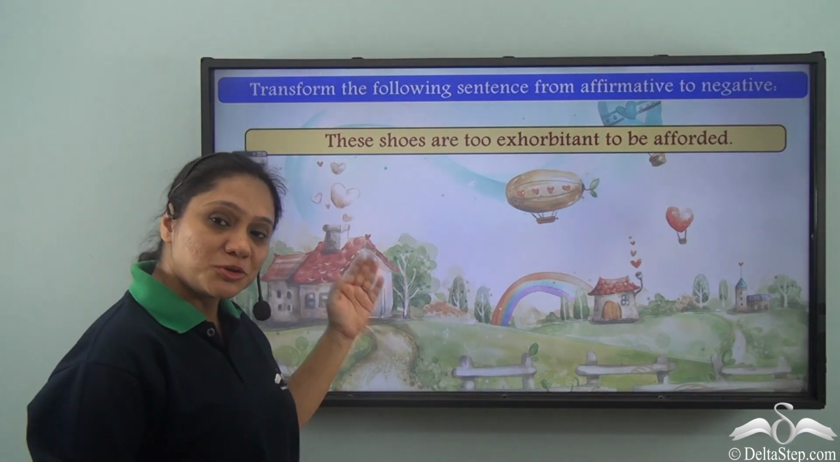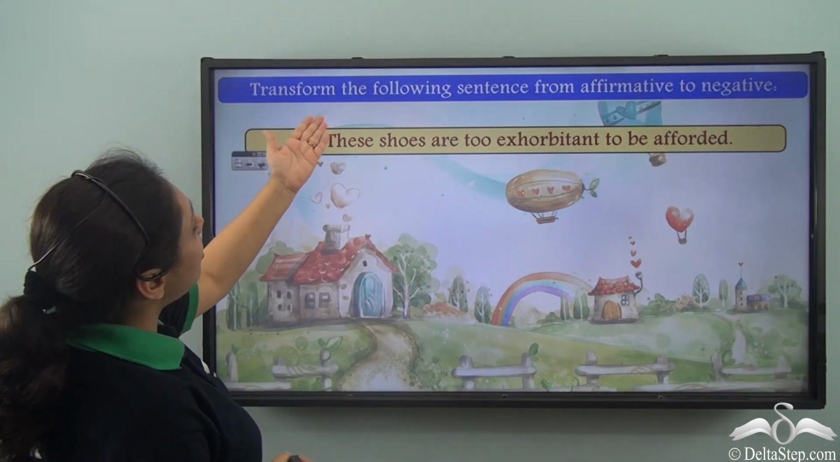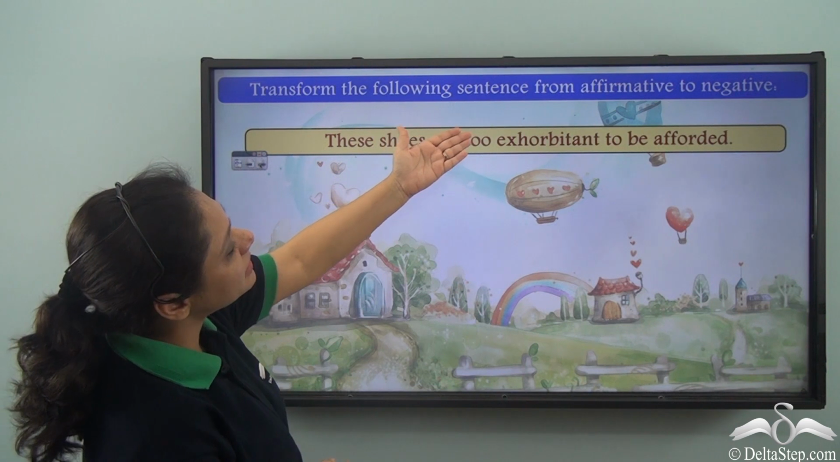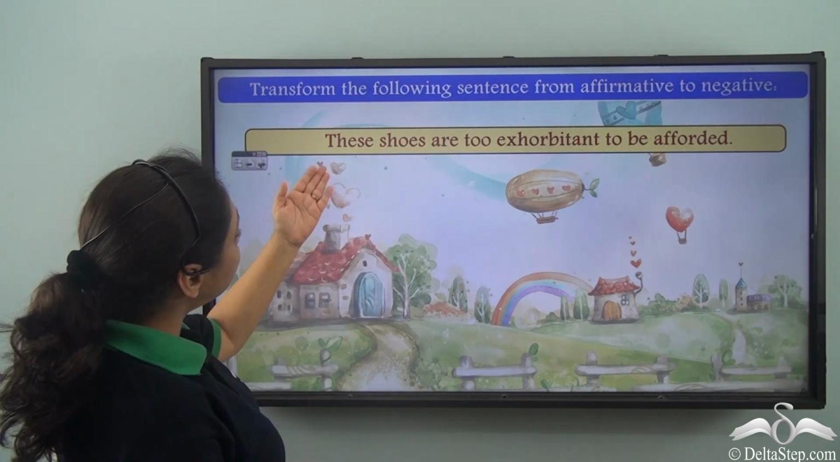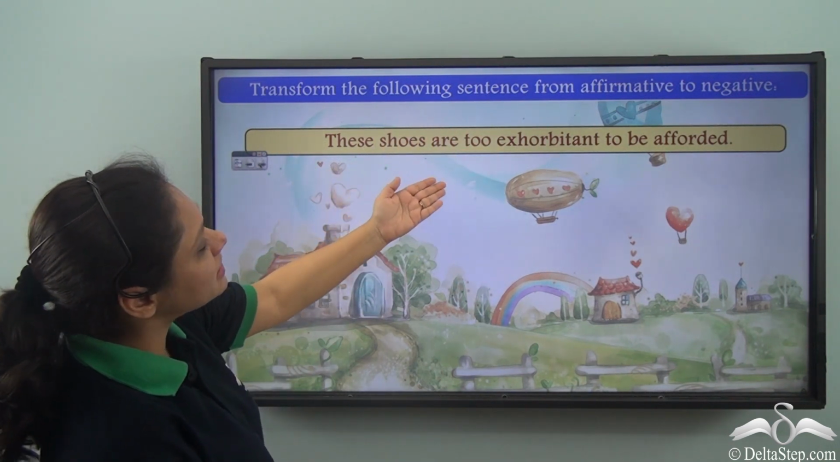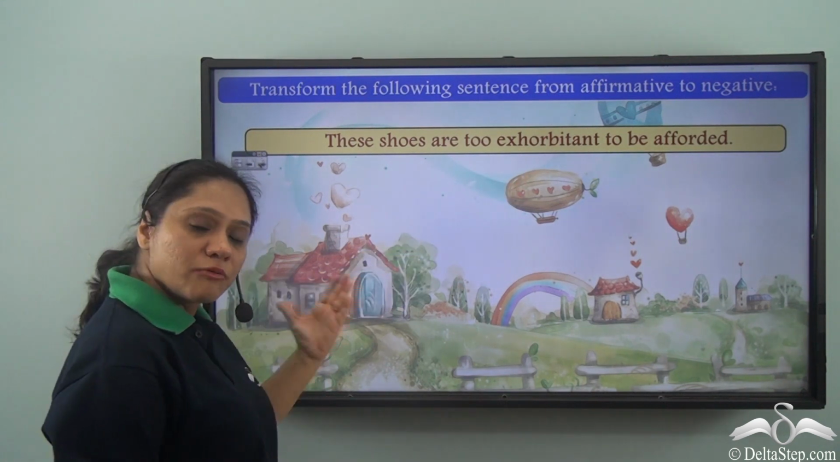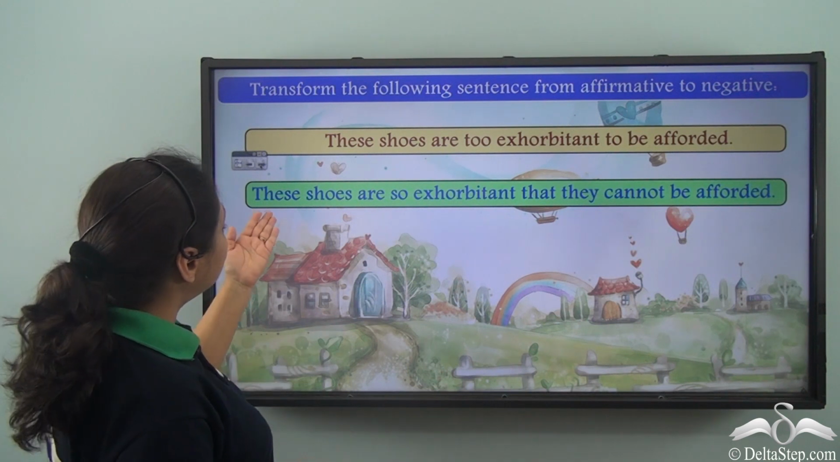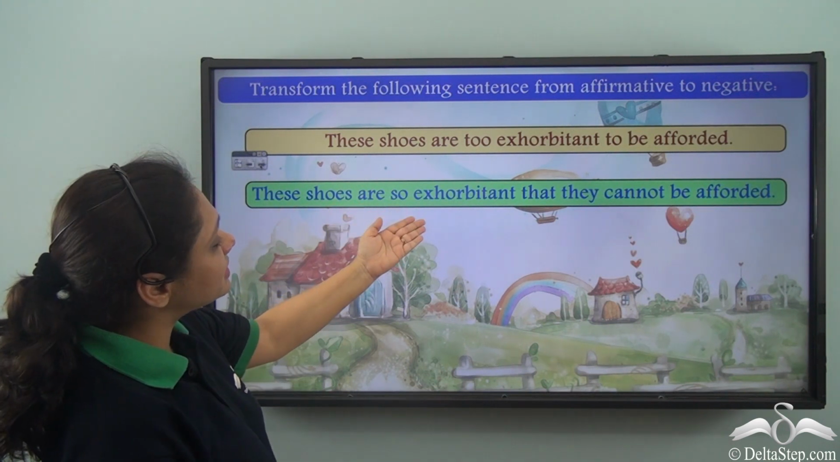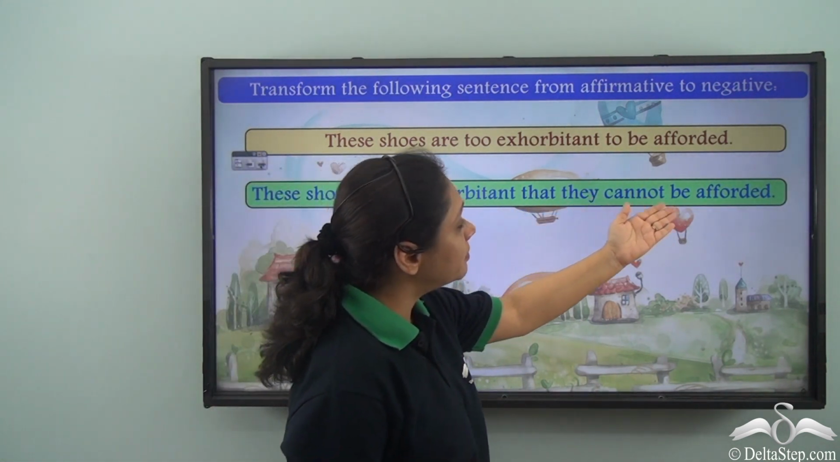Now let us try to do this exercise. Transform the following sentence from affirmative to negative. These shoes are too exorbitant to be afforded. How will we write this as a negative sentence? We will write it as, these shoes are so exorbitant that they cannot be afforded.